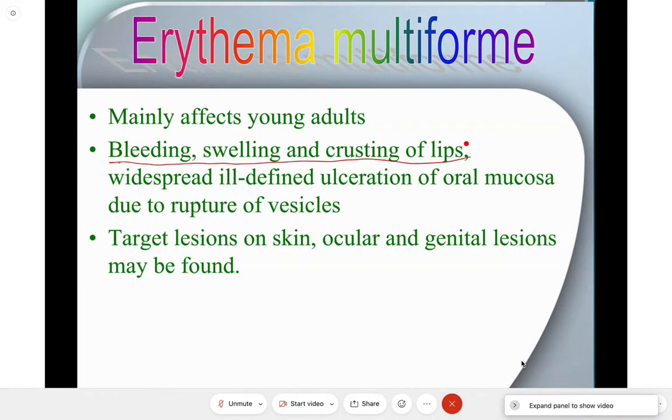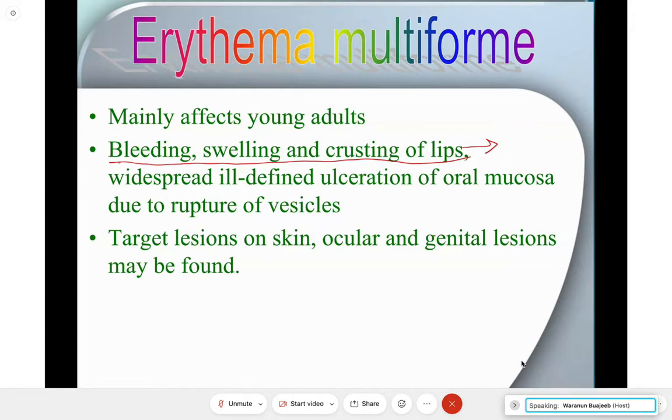This lesion is found in erythema multiforme, causing blood blisters and hemorrhagic crust. Because the ulceration in erythema multiforme is quite deep, bleeding occurs, and once the bleeding occurs on the vermilion border, it gets crusted. That is the hemorrhagic crust.